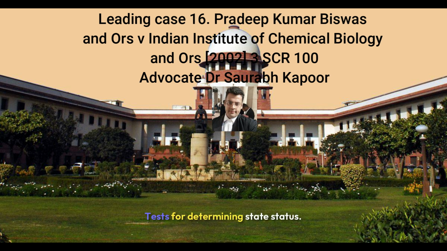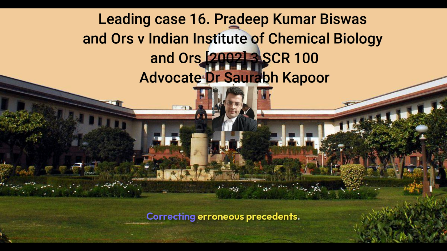3. Tests for determining state status. The CSIR falls within the range of Article 12 when judged by the tests formulated in A.J. Bosch's case. The question in each case is whether the body is financially, functionally, and administratively dominated by the government. Control must be particular to the body and pervasive. Regulatory control does not make the body a state.